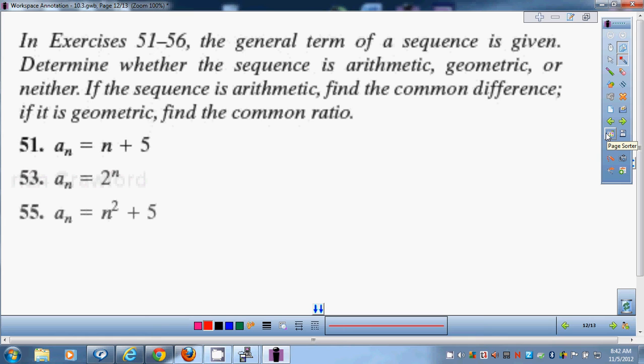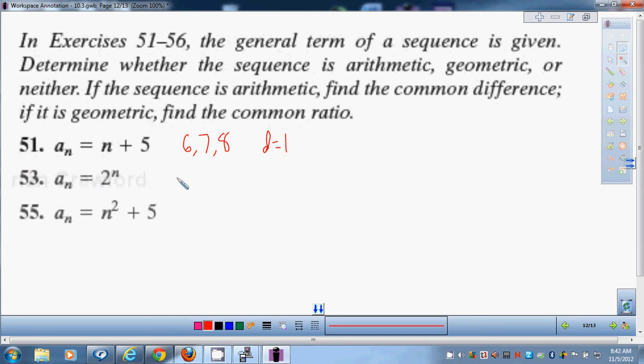Let's look at 51. If we plug in 1, 2, and 3, if you plug in 1, you get 6. Plug in 2, you get 7. Plug in 3, you get 8. What kind of sequence is this? Arithmetic. And our d value would be 1. Very good. It wants the common difference or ratio, so d equals 1.